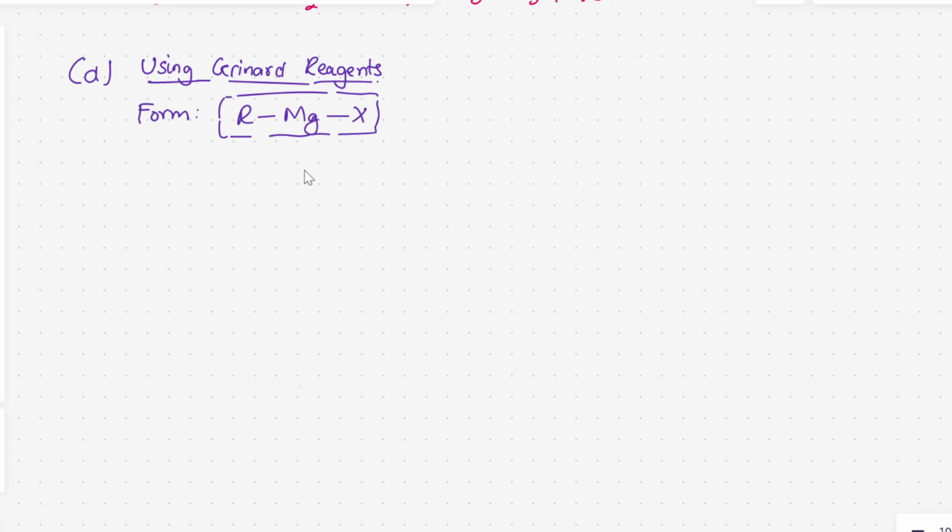To state it simply, there's a magnesium attached to the halide as well as the alkyl groups, and they are very highly reactive and very extensively used in the synthesis of various organic compounds.